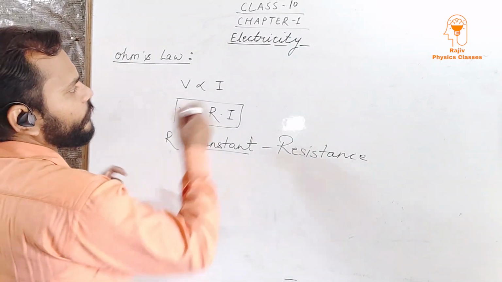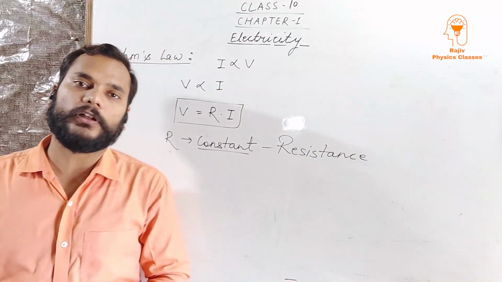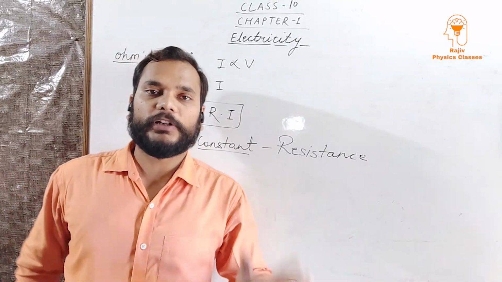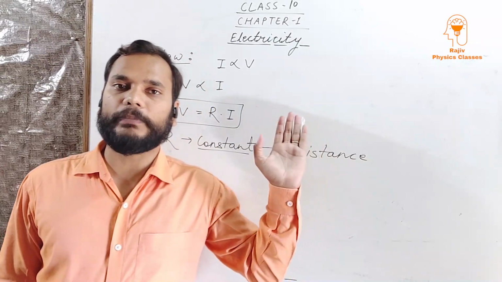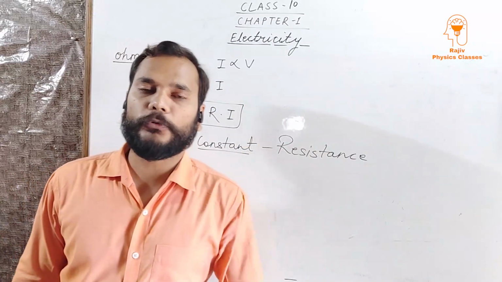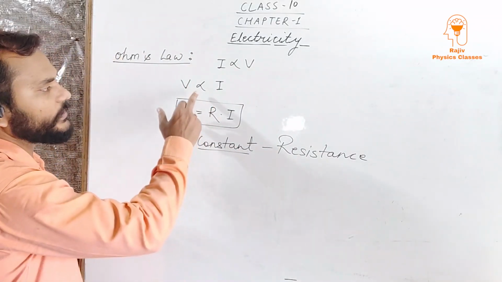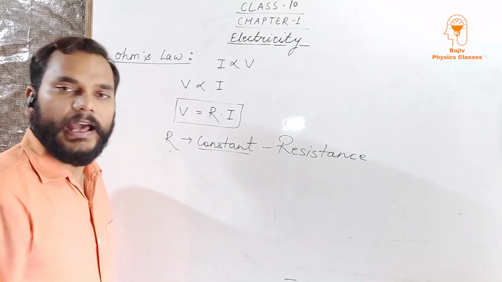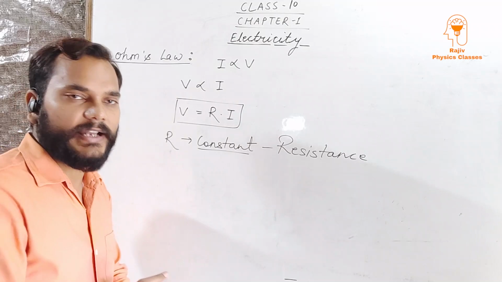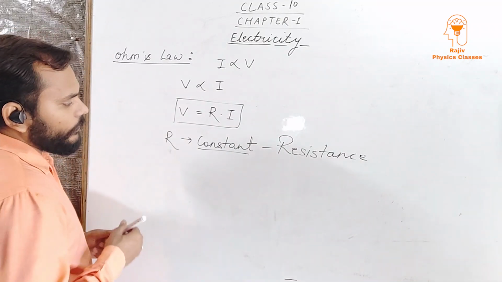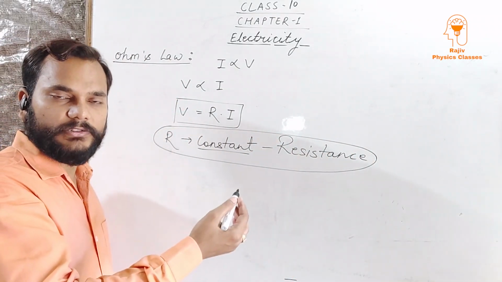In some books it is also written as I proportional to V. That means the current flowing through a conductor is always directly proportional to the potential difference across its ends. So we may write I proportional to V or V proportional to I. As we all know, whenever we remove the sign of proportionality, we get a constant, and here that constant is R, which is also known as the resistance of a conductor. For more about this resistance, we will study this topic separately.